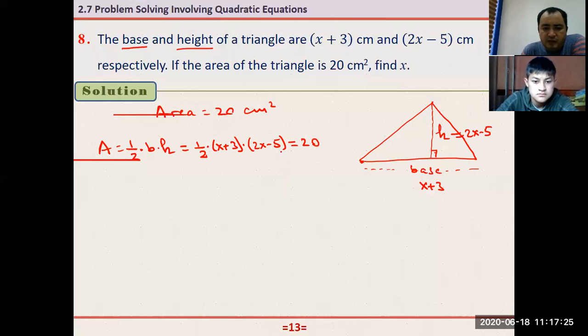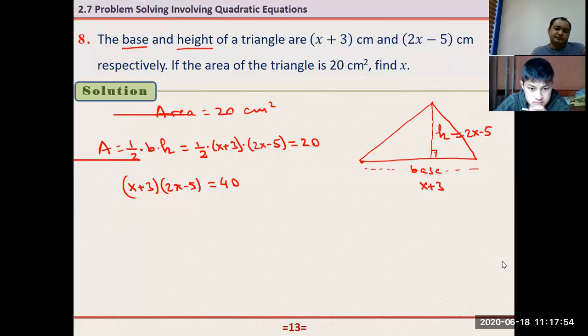Now, when we are forming the equation, we don't have to write the units. So we have to solve the equation. Now, if you expand this, we will get a quadratic equation, right? So first, let me multiply both sides by 2. If I multiply both sides by 2, we have x plus 3 times 2x minus 5, and 2 times 20 is 40, right? Because 2 times half is 1.